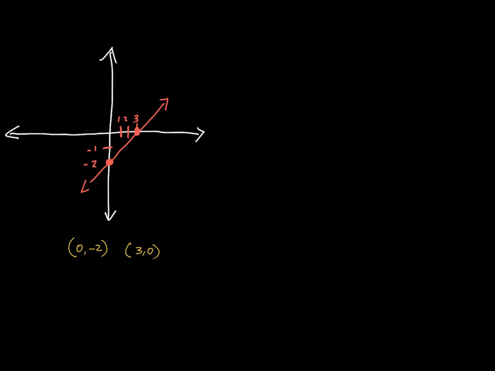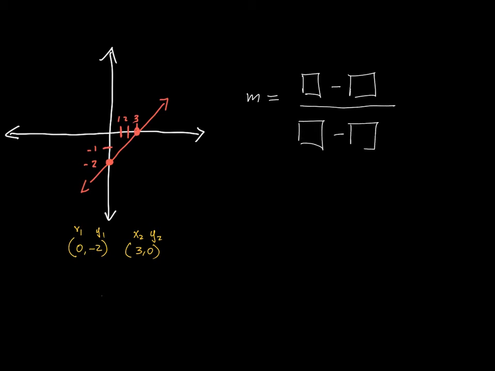The next thing we're going to do is label it. So we're going to label this x1, y1, and this is going to be x2, y2. Now we're going to make our boxes. So we have m equals, let's start by drawing the boxes. It's going to make it easier, and you're going to see why we draw boxes right now. So we have y2 minus y1 and x2 minus x1.